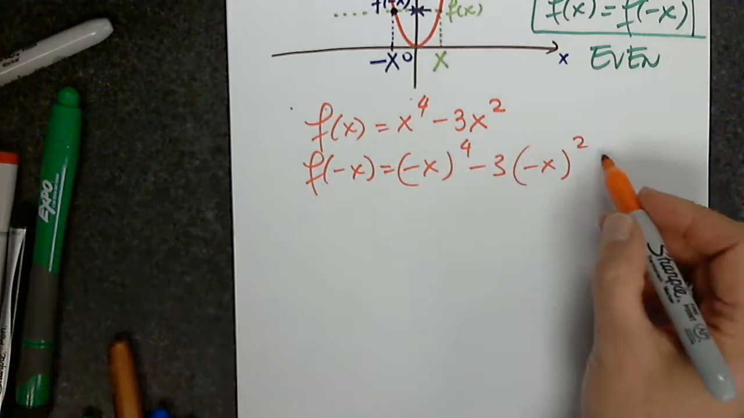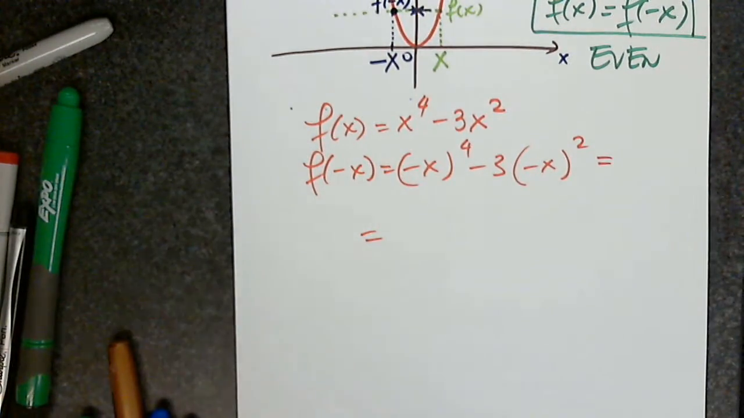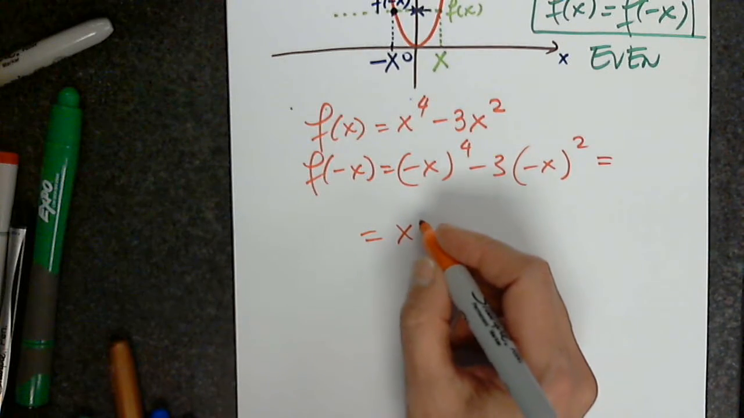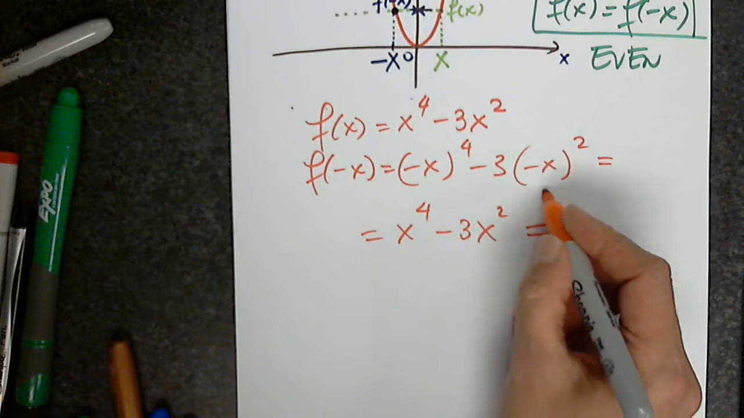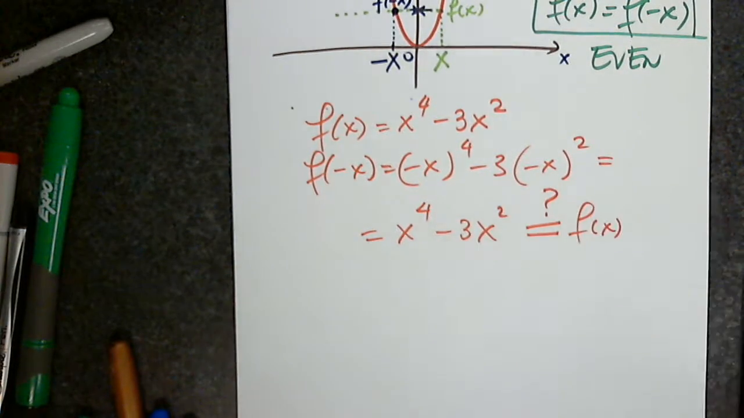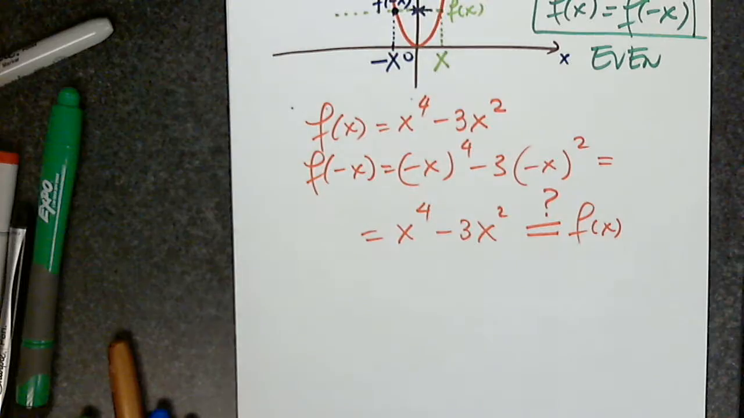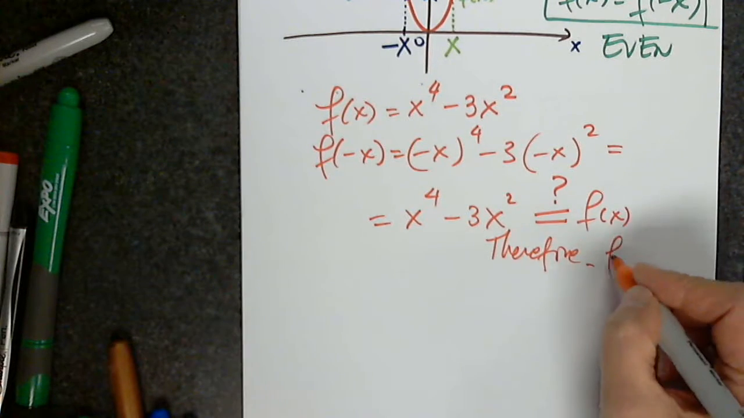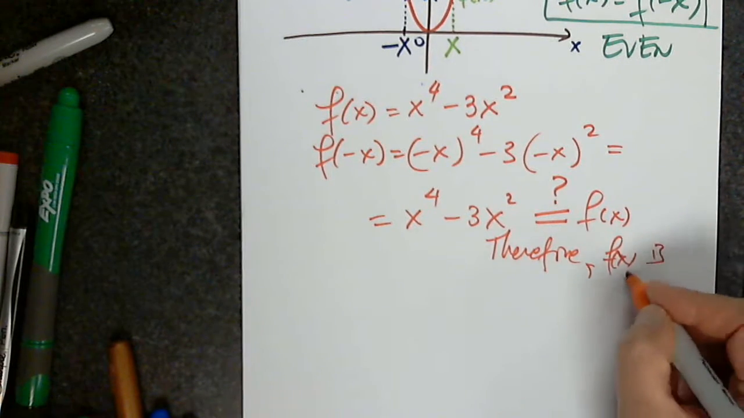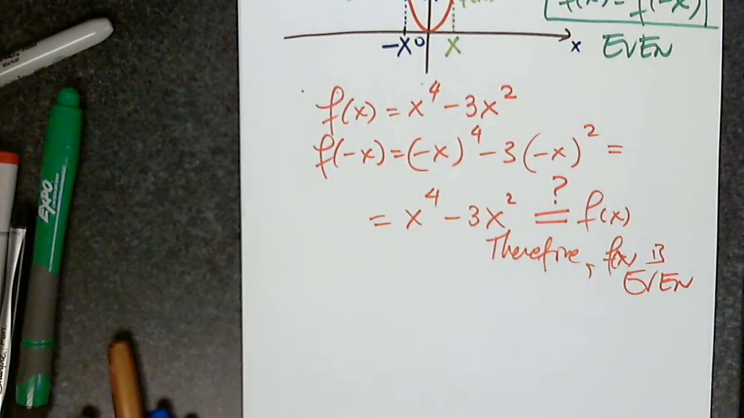Good. So how much is negative x to the fourth power? x to the fourth power minus 3. How much is negative x squared? Very good. I'm asking you now, does this equal f of x? What do we conclude about this function then? Therefore, it is symmetric with respect to the y-axis, or even. Yes. Therefore, f of x is even. Perfect. Now let's talk about the other one.